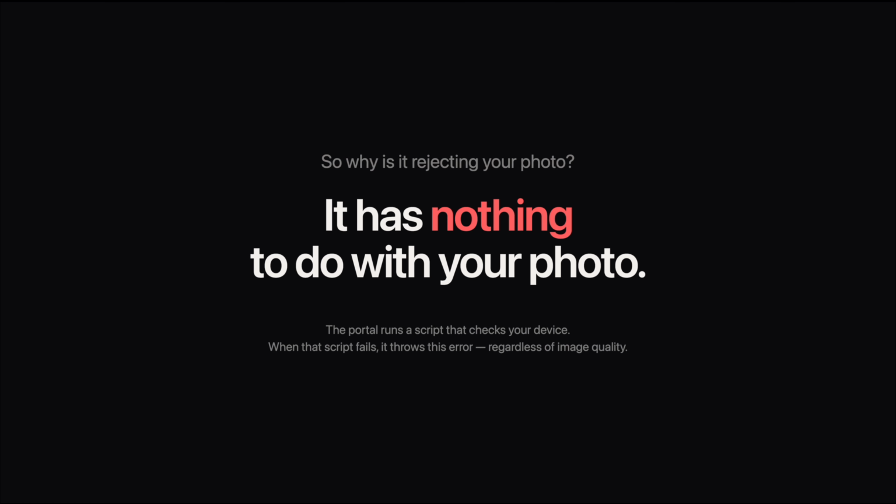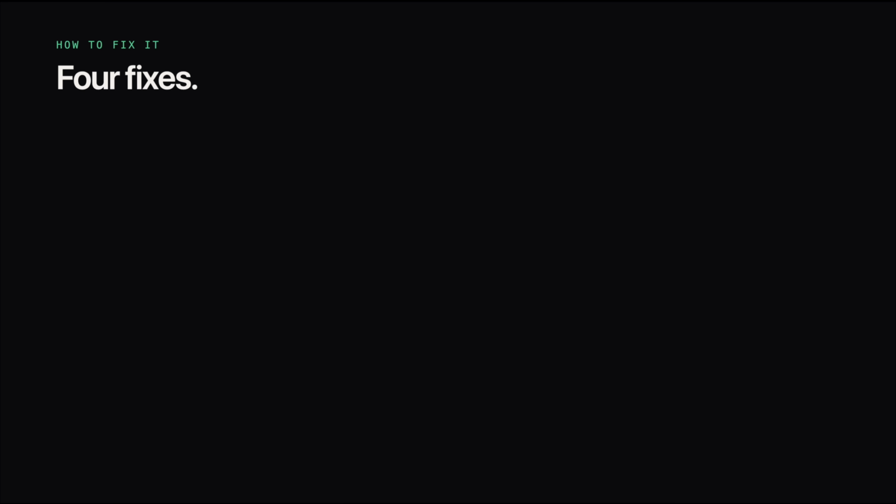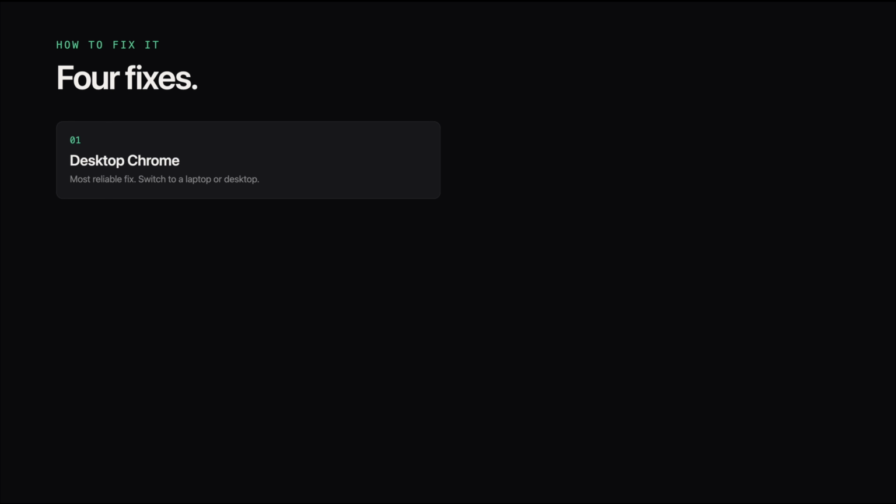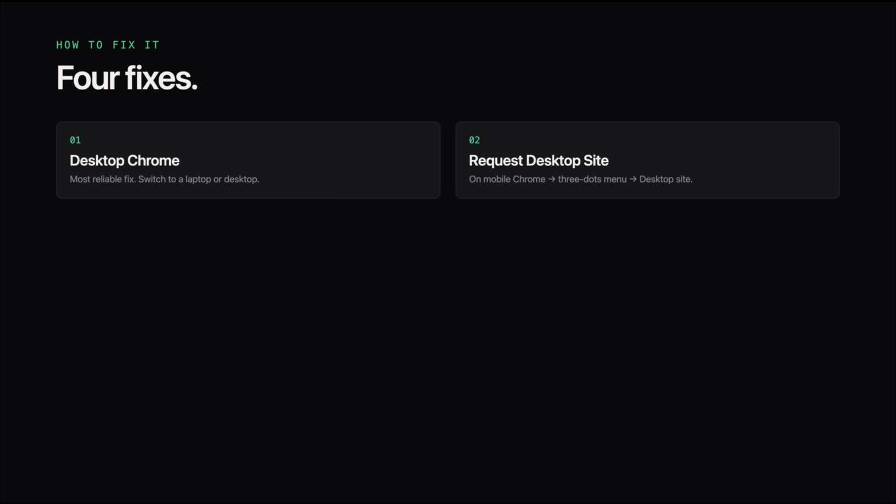This happens when you upload from a phone, when you're using a VPN, or when your browser has extensions that block the portal scripts. Here's how to fix it. Fix 1. Switch to a desktop computer with Google Chrome. This is the most reliable fix. Fix 2. If you're stuck on your phone, open Chrome, tap the three dots menu and check Desktop Site. This changes how your browser identifies itself and bypasses the device check.